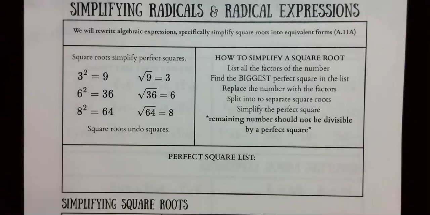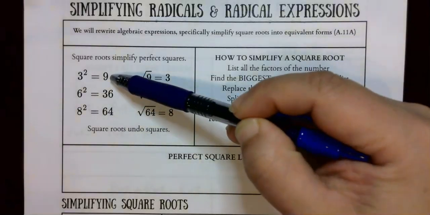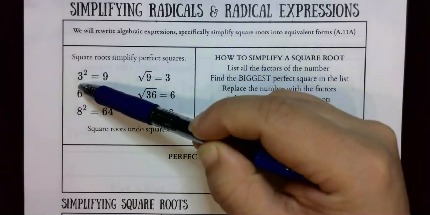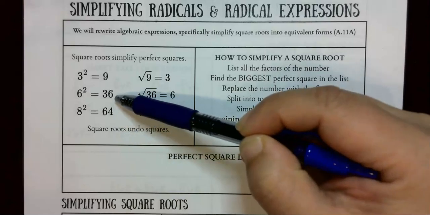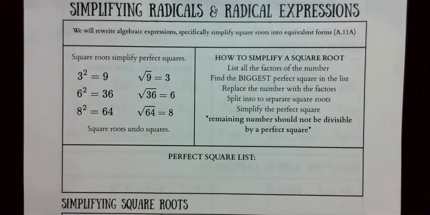So if you're unfamiliar or you forgot what a perfect square is, let me remind you. There are very specific numbers that are considered perfect squares. So the number 9 is considered a perfect square because we know that 3 times itself would give us 9. 36 is also considered a perfect square because 6 times 6 gives us 36. Also, 64 is a perfect square because 8 times 8 gives us 64. So a perfect square is a number that is created by a number multiplying by itself.